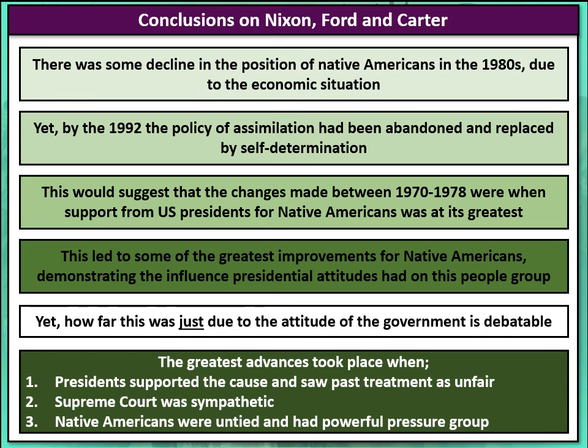Perhaps the best summary is to say that the 1970s were a period of time where three factors came together at the same time to enable positive change. Firstly, presidents supported the cause and saw the past treatment of Native Americans as unfair. This was coupled with the Supreme Court being sympathetic to Native American needs and rights. Whilst thirdly, at the same time, Native Americans were united and were able to create and use powerful pressure groups to advance their rights.